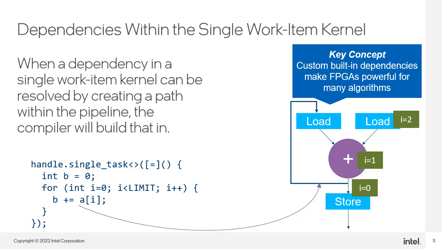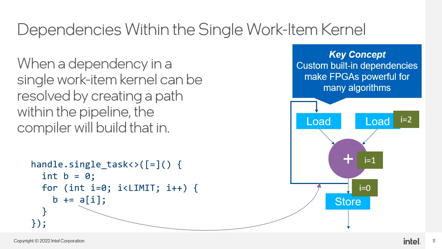When there are dependencies in the single work item kernel, they are resolved automatically by the compiler. The compiler will build a path within the pipeline that will make data flow more efficient. These custom built-in dependencies make FPGAs powerful for many algorithms.